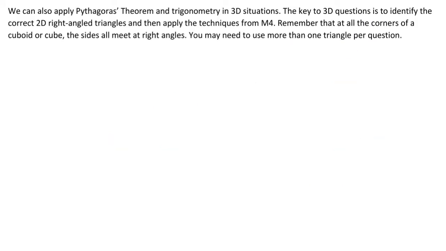Now we can also apply Pythagoras' theorem and trigonometry in 3 dimensions. The key to 3D questions is to identify the correct 2D right angle triangle and then apply the techniques that we've just looked at, from M4. Remember that all corners of a cuboid are right angles, so the sides meet at right angles, and we may need to use more than one triangle per question.